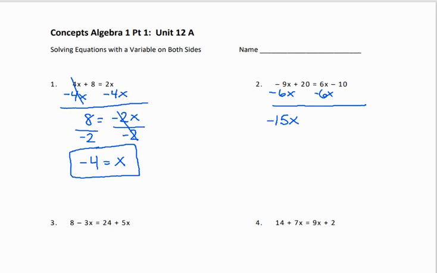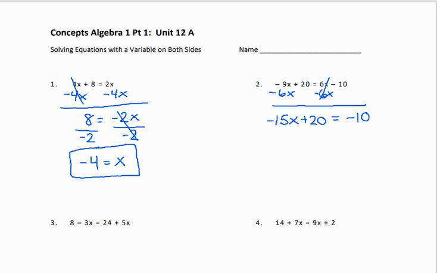Remember, on this side, I still have a 20, so I need to bring down that plus 20. Then I have my equal sign. I subtracted 6x from 6x, so that cancels, but I'm still left with the negative 10. So watch your signs, don't drop things. Is everybody okay with that? Okay. That's the final answer? No. We're trying to solve for x.